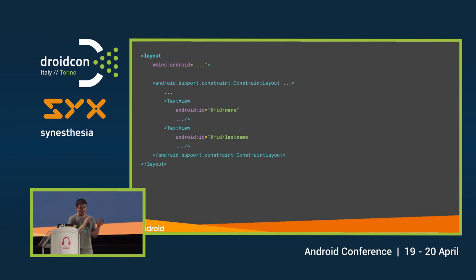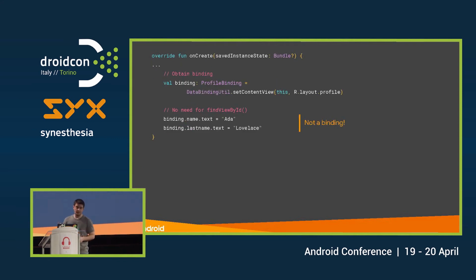I said that in the generated binding, there was a reference to every layout variable in your data binding layout. But also, there's a reference to every single view that has an ID. And this is very handy. In this case, we have a data binding layout with a constraint layout and 2 text views with IDs, name and last name. This is very simple. From your binding object, you can access those views just by specifying their IDs.